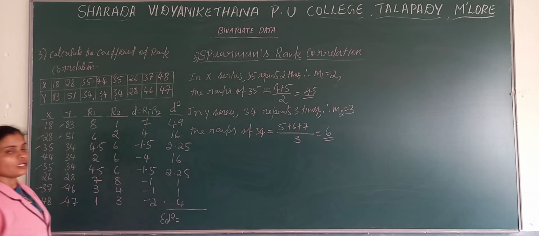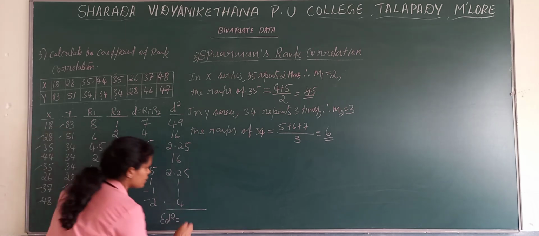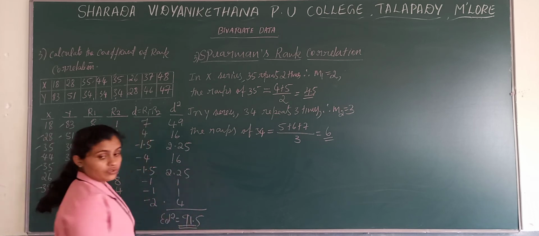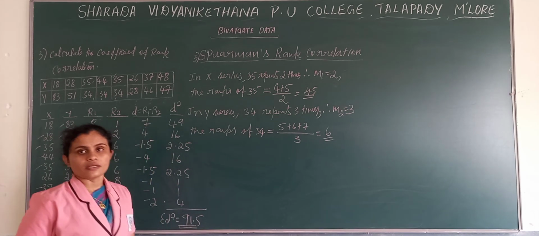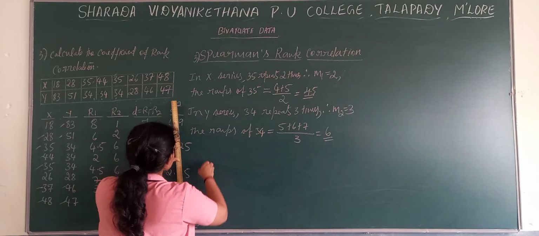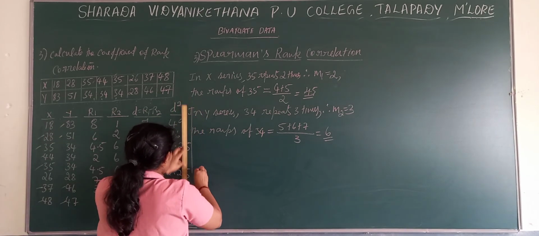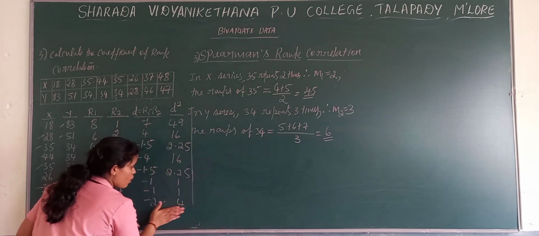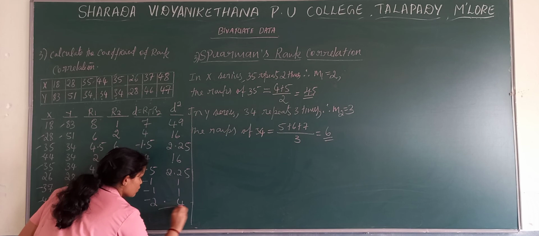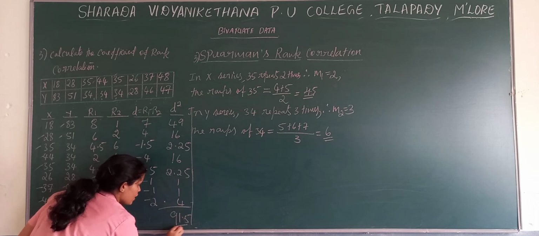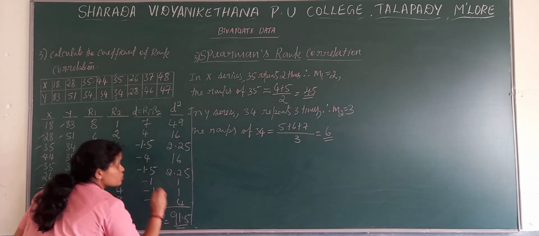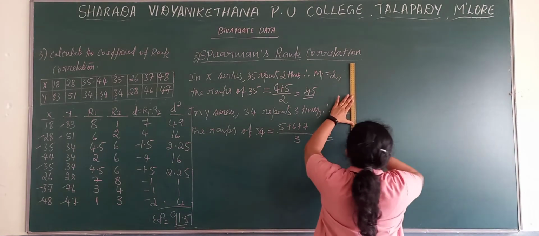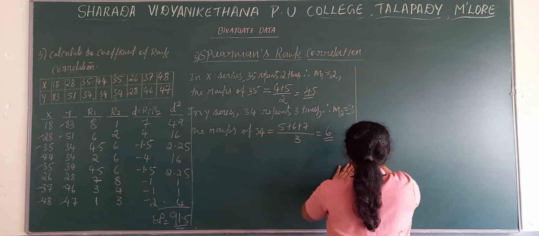Sigma d square. When we total it, we get sigma d square as 91.5. Next we need to apply the formula there, substituting 91.5. Now we will apply the formula, just below what we have written here.